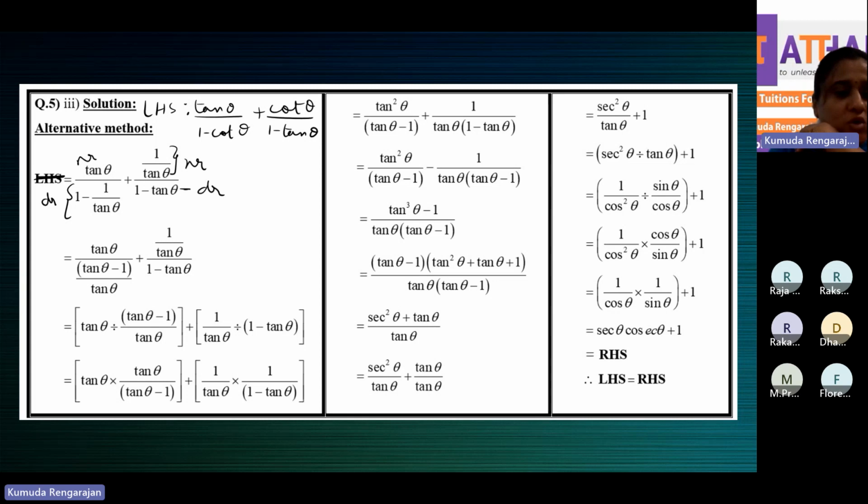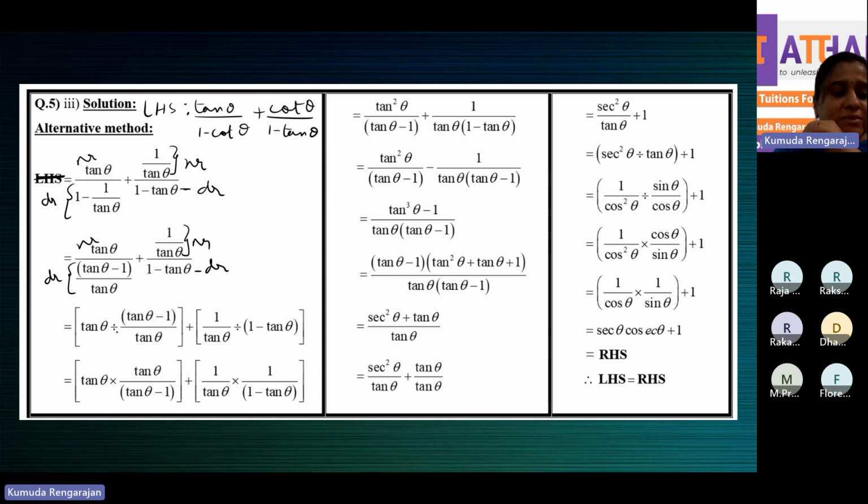Okay, so see here, I've written the numerator tan theta here. This one is the numerator. This full thing is the denominator. And here, this is the numerator and this is the denominator. So the numerator tan theta divided by tan theta minus 1 by tan theta. Plus, this is the numerator, so 1 by tan theta divided by 1 minus tan theta.